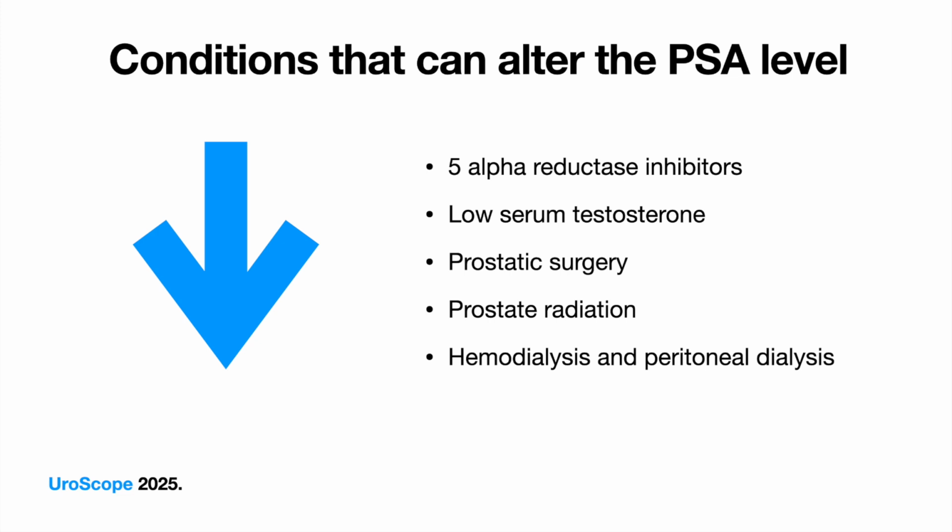The same goes for prostate radiation. PSA levels often spike during or immediately after treatment, but with longer follow-up, they usually trend downward. And lastly, hemodialysis and peritoneal dialysis do not alter total PSA, but they do alter free PSA. Therefore, free PSA should not be used in dialysis patients.